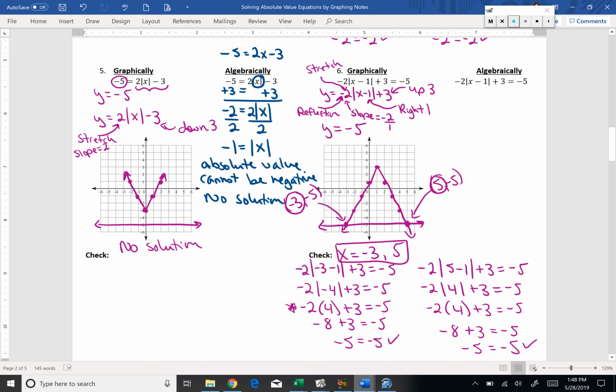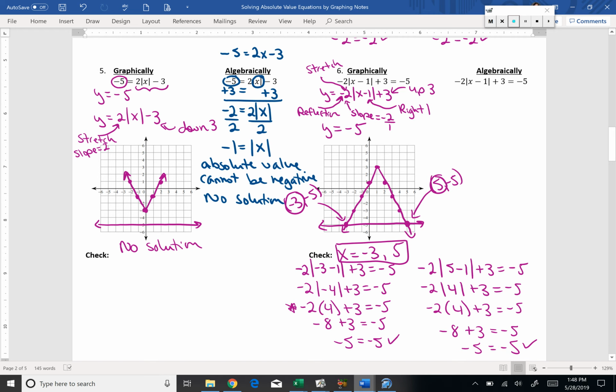Don't just look at this one and say, oh, it equals a negative and write no solution. You're going to have a negative on this side of the equal sign quite a bit. So you have to make sure you follow the process, get the absolute value bars by themselves first before you can determine, hey, this is a no solution, or hey, it does have solutions. Make sure you get them all by themselves first. Okay?